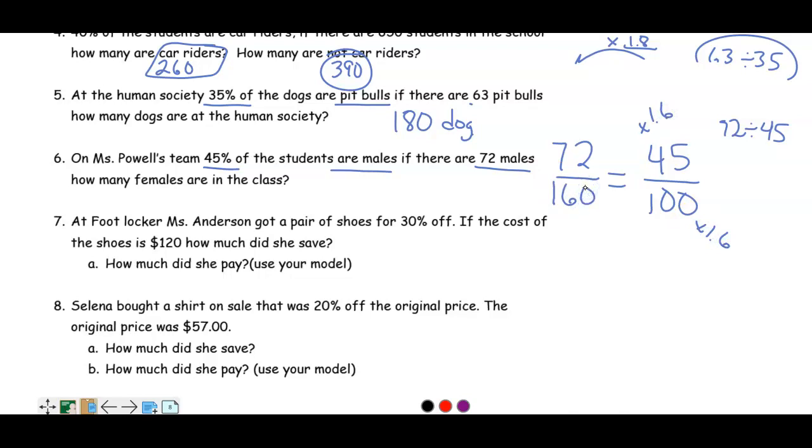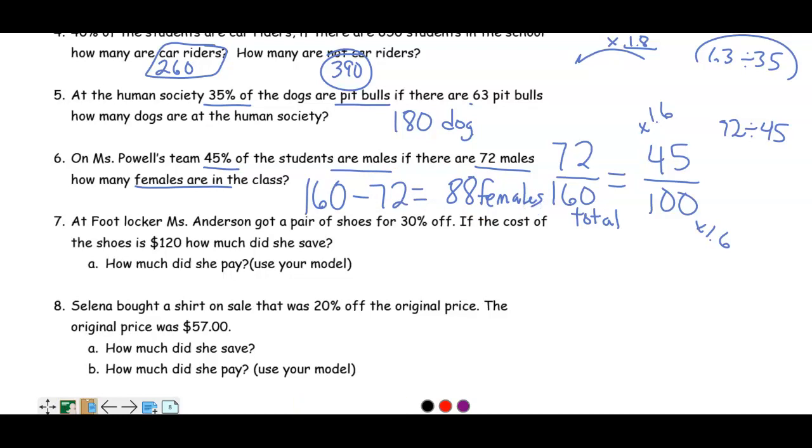That is not the answer to our question, because look at the question. This question is not asking for the total. This is our total amount. The question is asking for how many females there are. So we have to subtract 160 minus our 72 to get our final answer of 88 females.